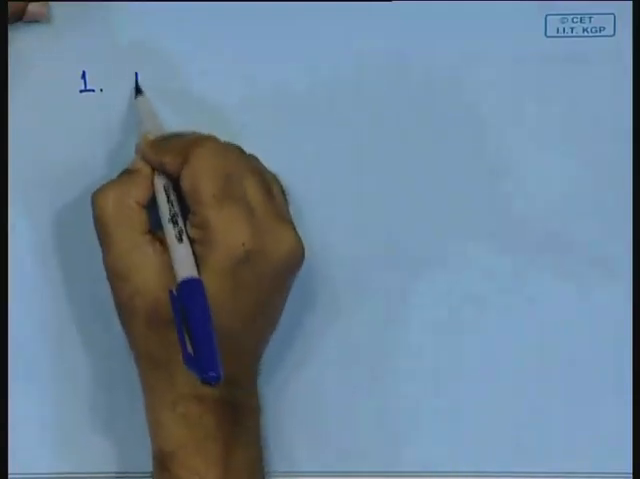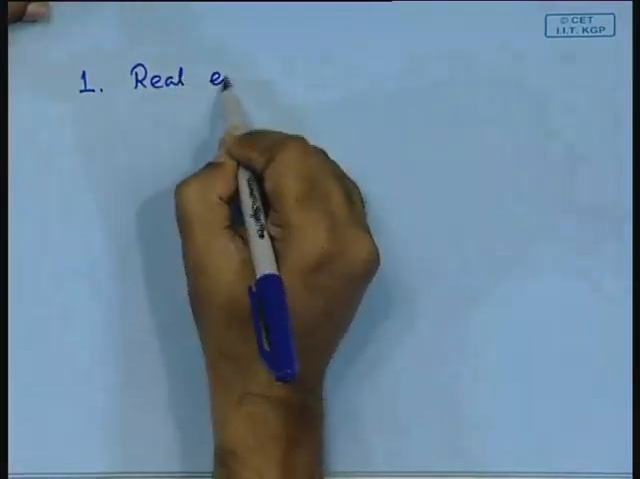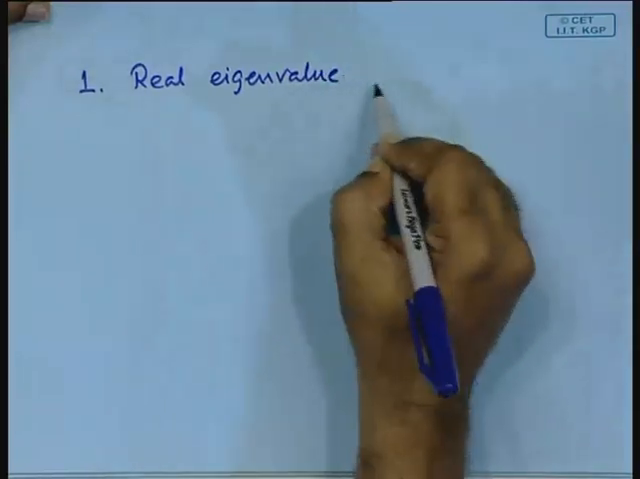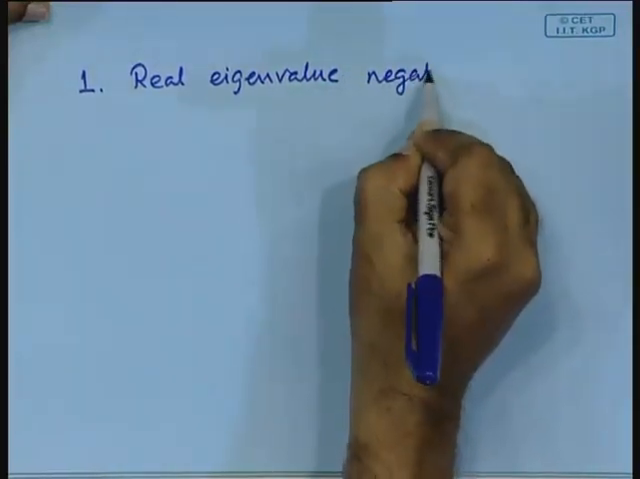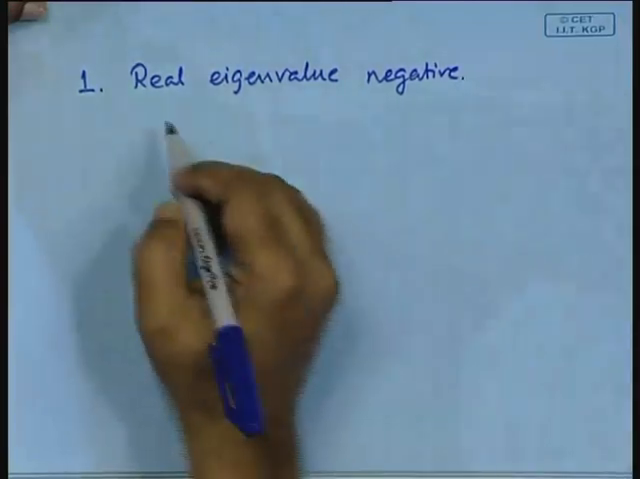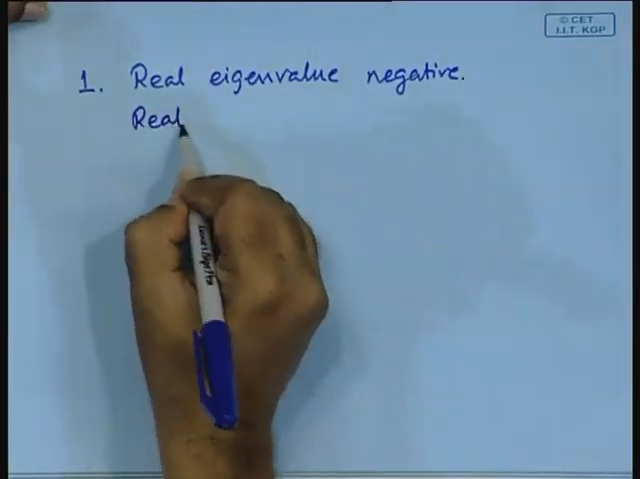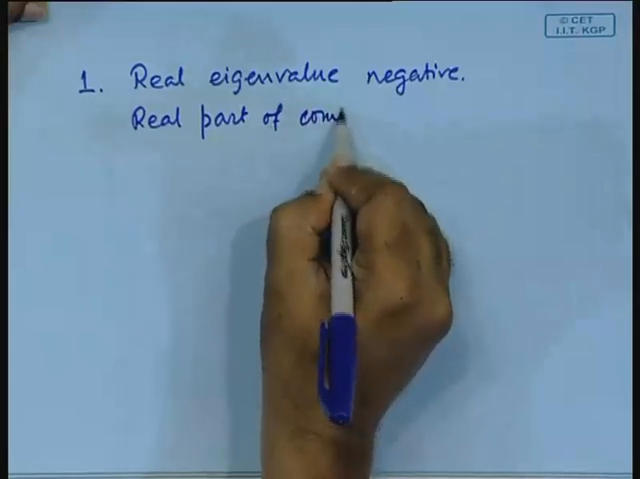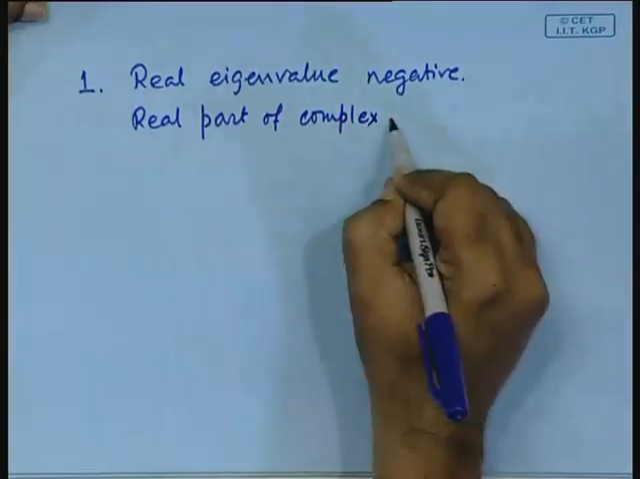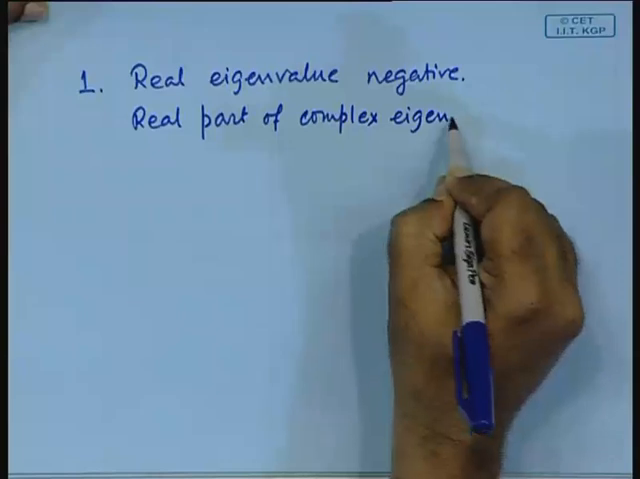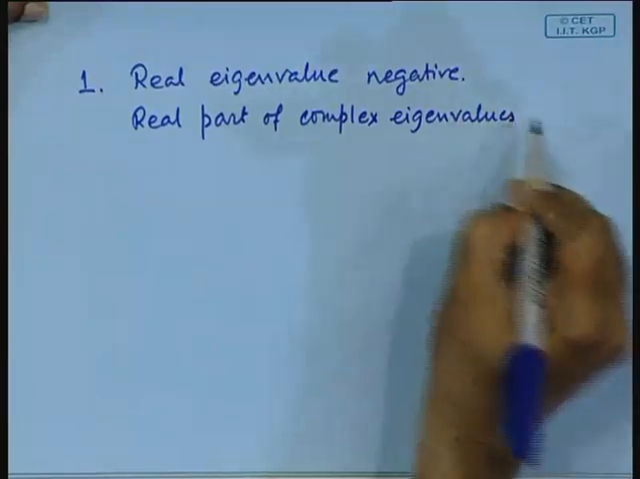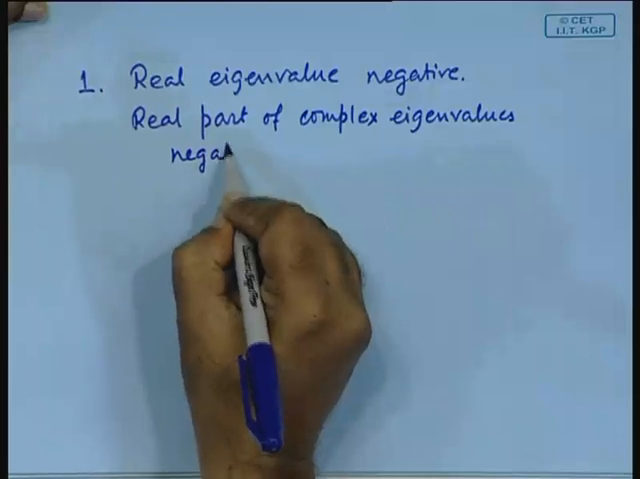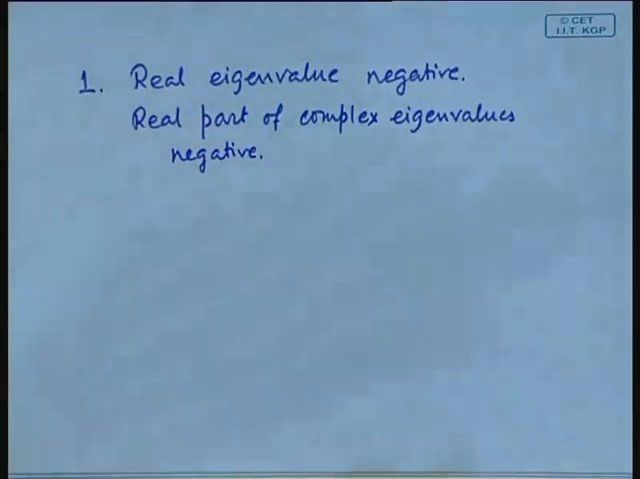1, real eigenvalue negative, and real part of complex eigenvalues negative. In that case, what will be the behavior?